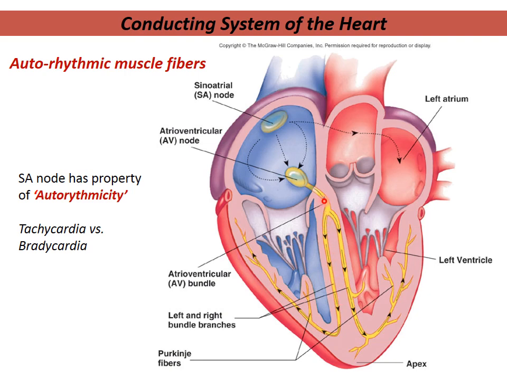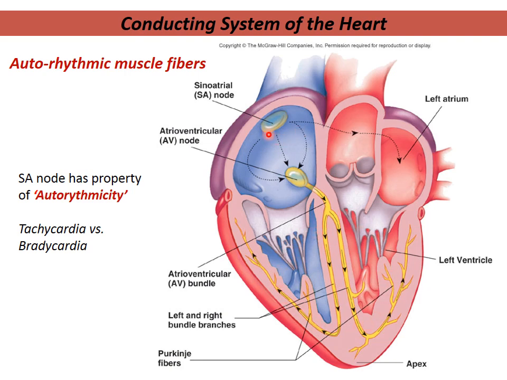From here, the bundle of His, or the atrioventricular bundle, will split into the right and left bundle branches. The bundle branches will then continue into the walls of the ventricles, left and right, and further divide into the Purkinje fibers. It's the Purkinje fibers that will cause the contraction of the myocardium in the ventricles, as well as the contraction of the papillary muscles when the ventricles contract. So both ventricles will contract at the same time.